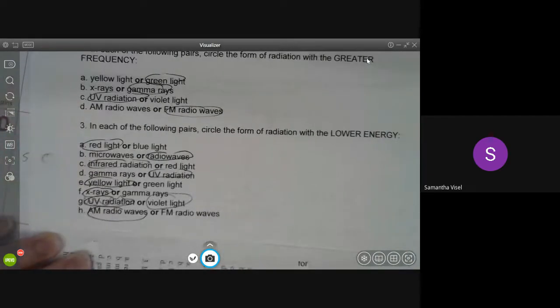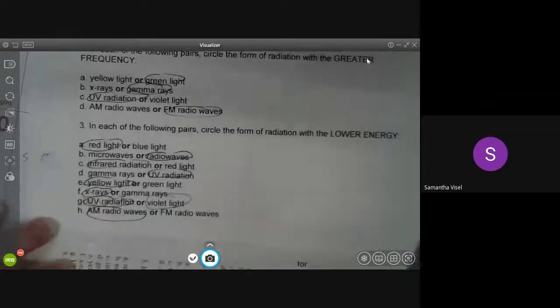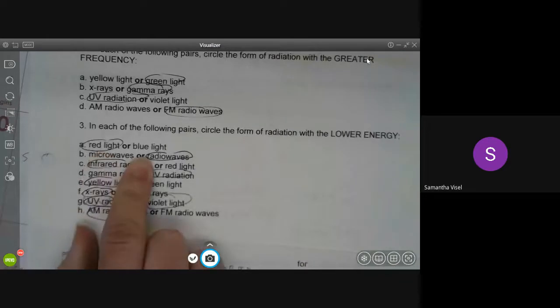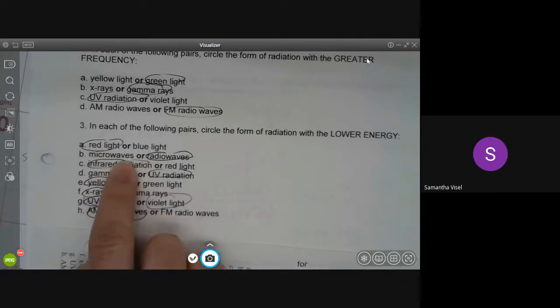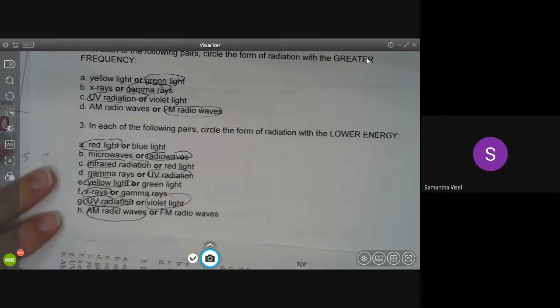And number 3 here. For each of the following pairs, circle the form of the radiation with the least amount of energy. So least energy, lower energy, I'm thinking left side. Red has less energy than blue. Radio waves less than microwaves. Infrared less than red. UV less than gamma. Yellow less than green. X-rays less than gamma. Here I circled a little too fast. Violet less than UV, and AM radio less than FM.